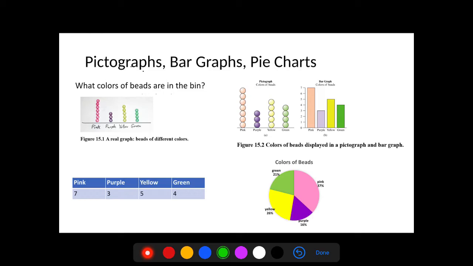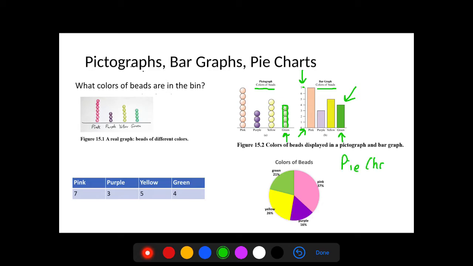You can imagine that if you kind of blurred together these circles, you could form a column, and that column becomes our bar graph. So the bar graph and the pictograph are very similar here. Let's look at some of the features. They both have titles, colors of beads. They both identify what the different categories are. And then the bar graph has a vertical axis that starts at 0, and the height tells the total number of beads in each different category.